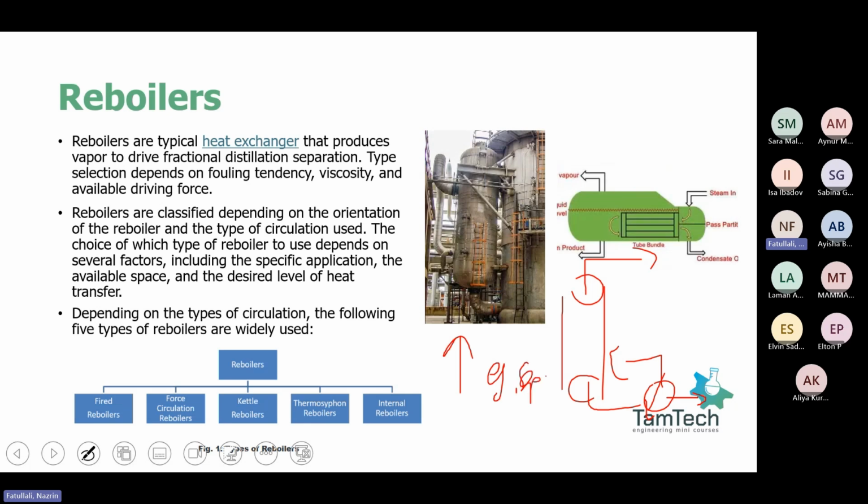As you know, we have different types of reboiler based on their orientation. It can be vertical, as you can see from this picture, or it can be horizontal, again depending on different parameters, for example a specific application, available space, also heat transfer level, etc. All of them affect your choice of reboiler and reboiler design. But coming to types of circulation, reboilers can be forced or natural type of reboiler. For example, forced circulation reboiler, kettle reboiler, thermosyphon reboiler.